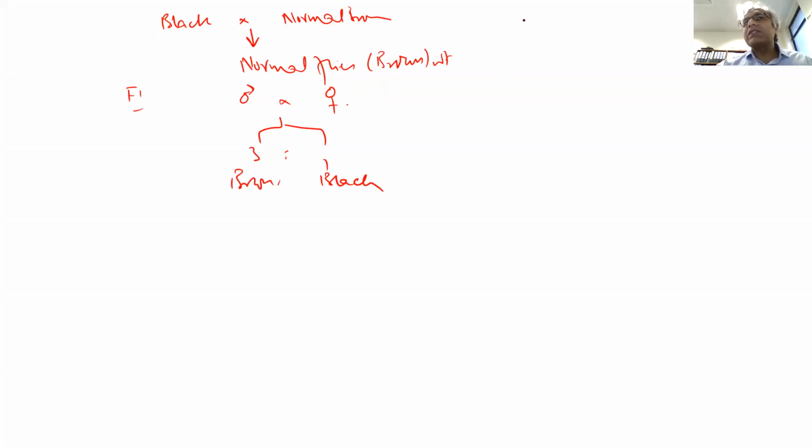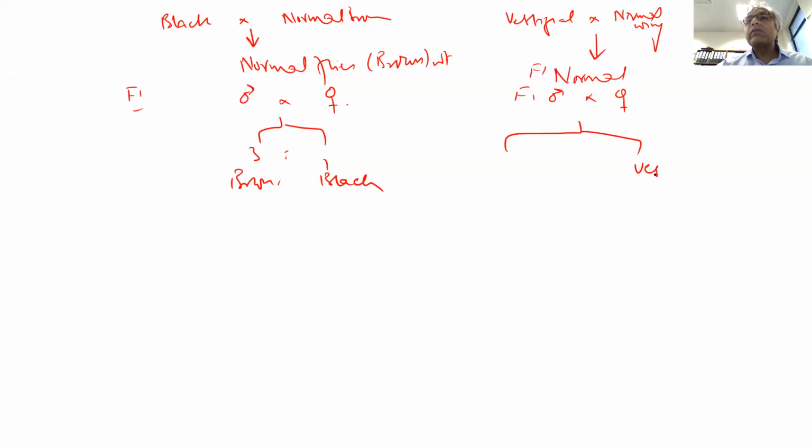Same was the case for vestigial. So they had vestigial fly crossed with normal wings. Everything was normal here in F1, but when they set up a cross between F1 males and females, they found 3:1 normal versus vestigial wings.